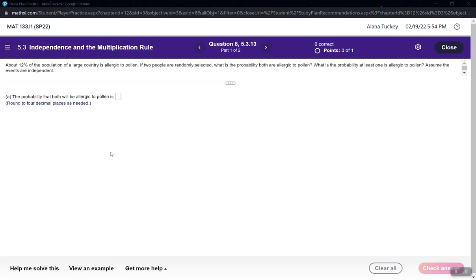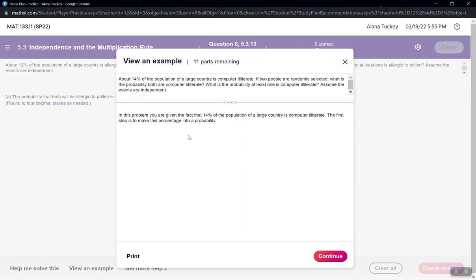I received a request for help on this problem, which is 5.3, number 13. Of course, where it is in your individual assignment might be a different question, but it'll say 5.3.13 at the top. All right, so we have this question here about pollen, but I'm going to click the View an Example, which is going to have a similar question. In the example, they're talking about computer literacy, but it works the same way.